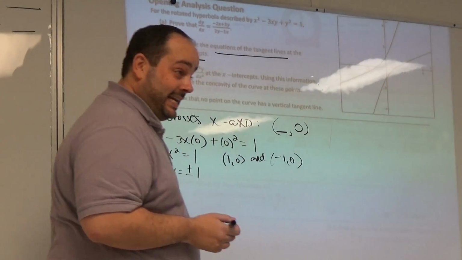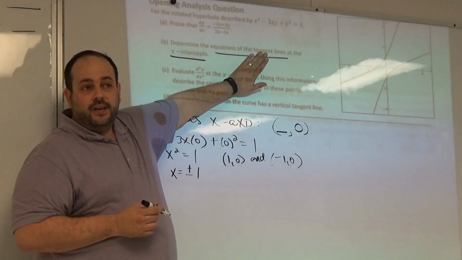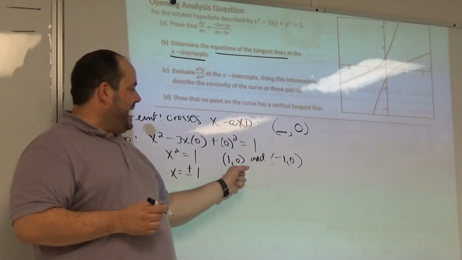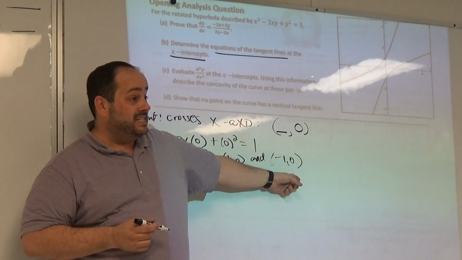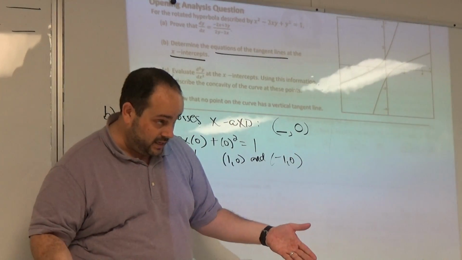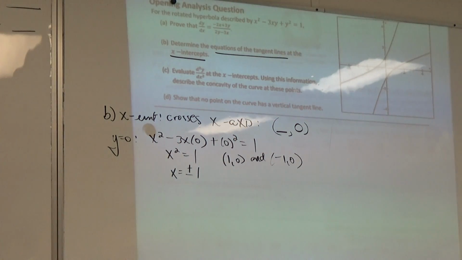The secant line. Wait, where did it come from, part A? They're asking for the equations of the tangent lines. We've got an x-intercept at 1 comma 0 and an x-intercept at negative 1 comma 0. The piece that you're missing is you don't have the slope. How are we going to get the slope? Still on Christian here. How are we going to get the slope of the tangent line?